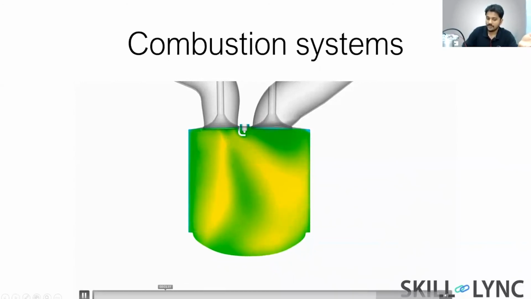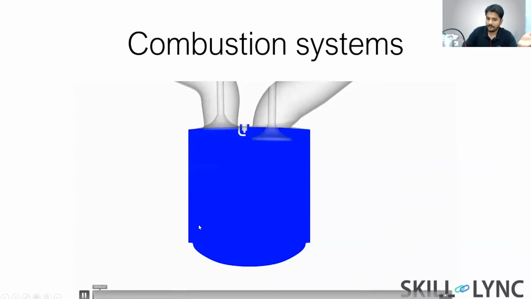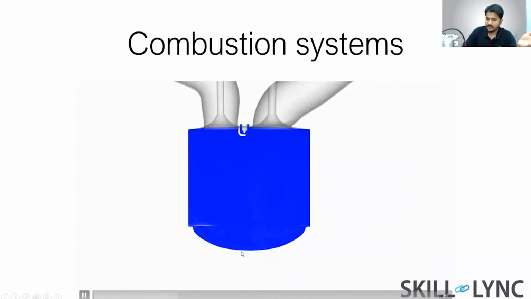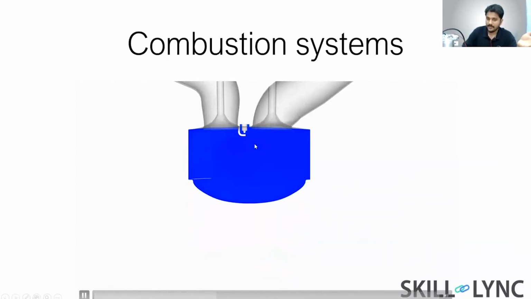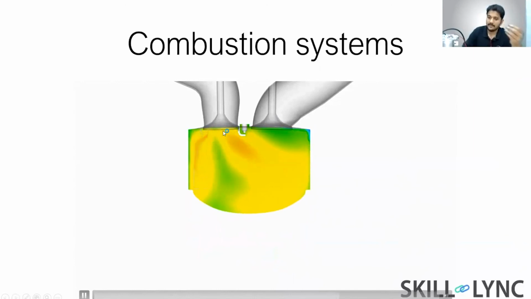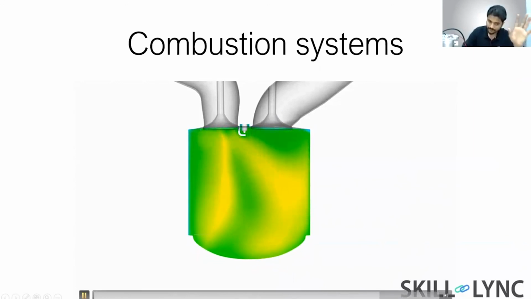So let's just watch that one more time. There is vaporization taking place. Compression is going to take place right now, and the spark is going to fire. It fires and the flame propagates, and we are able to capture the temperature distribution.